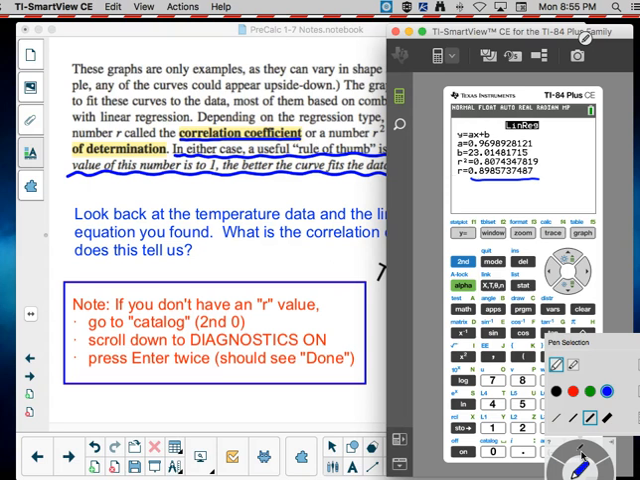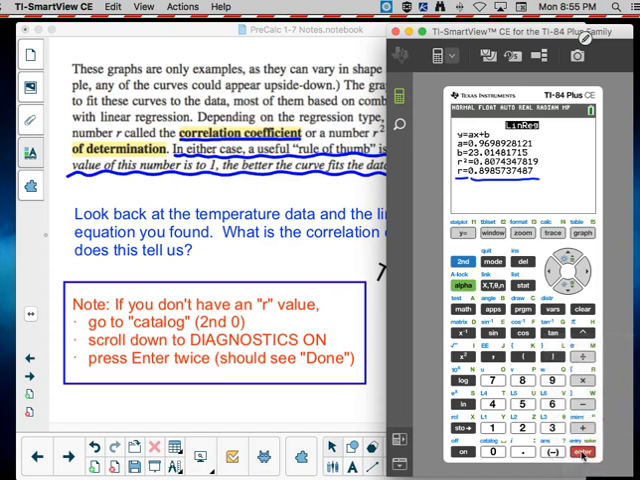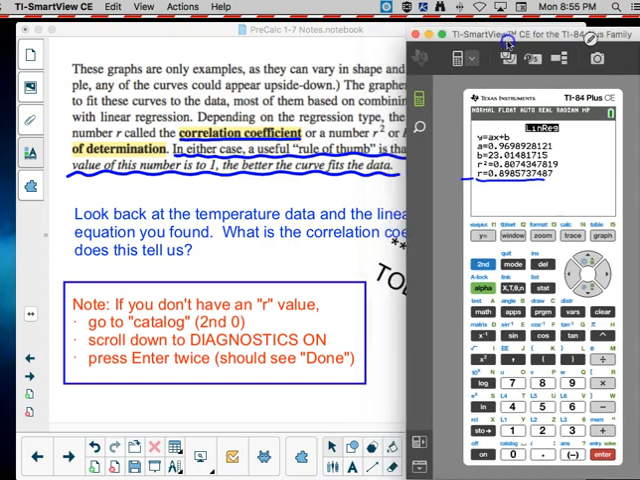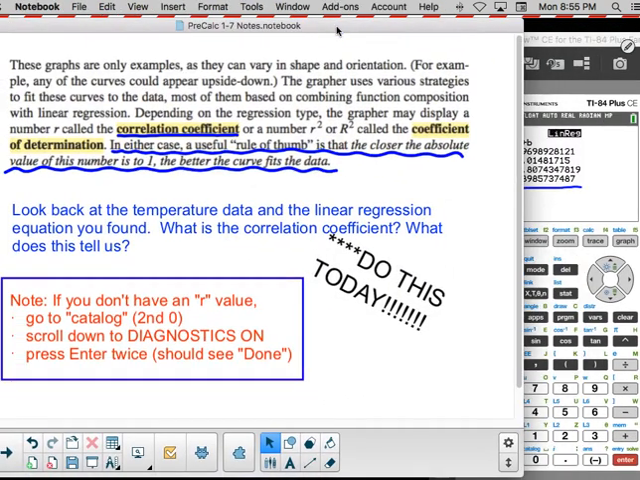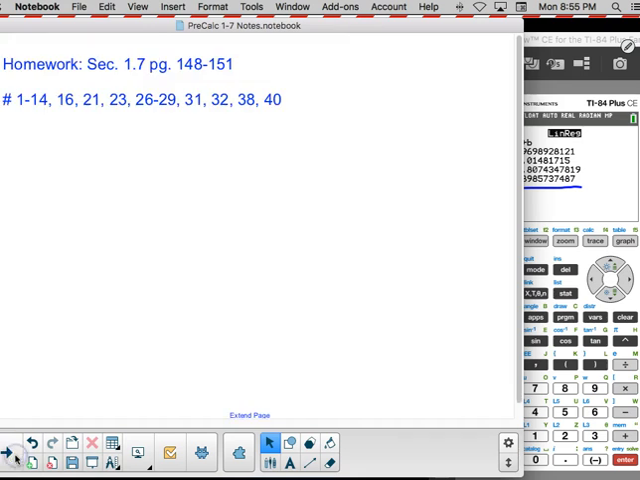Since this is a linear relationship, I will use R. If it's a quadratic relationship, I could use R squared, and the closer R squared is to 1, the closer the data is coming in. R to the first power is the correlation coefficient. R to the second power is the coefficient of determination. So we should be able to have these on our calculator and be able to talk about how well the data is fitting our model.